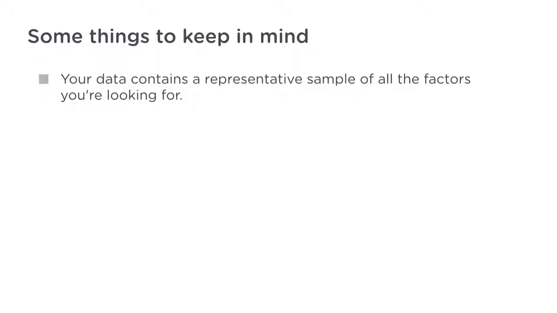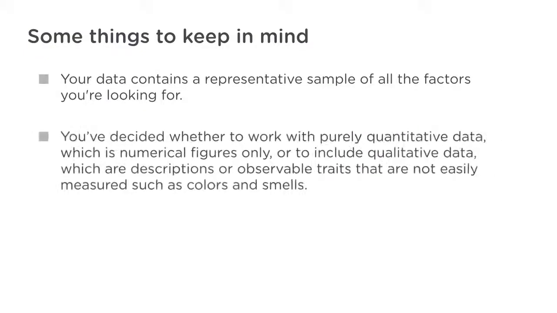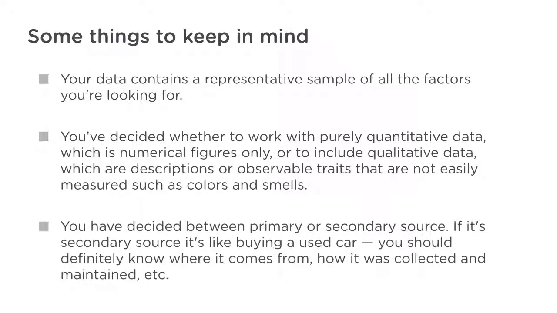Your data contains a representative sample of all the factors you're looking for. You've decided whether to work with purely quantitative data, which is numerical figures only, or whether to include qualitative data, which are descriptions or observable traits that are not easily measured, such as colors and smells. You've decided between primary or secondary source. If it's a secondary source, it's like buying a used car. You should definitely know where it comes from, how it was collected and maintained, etc.